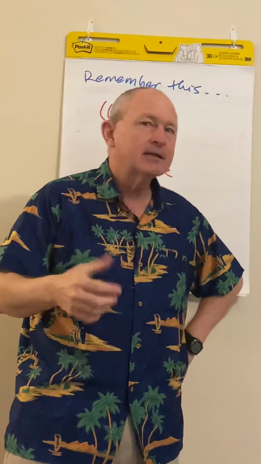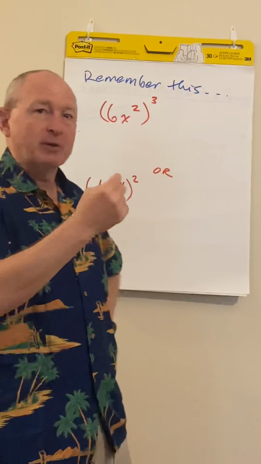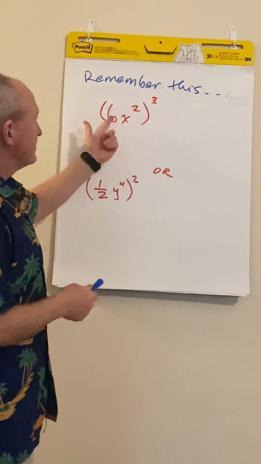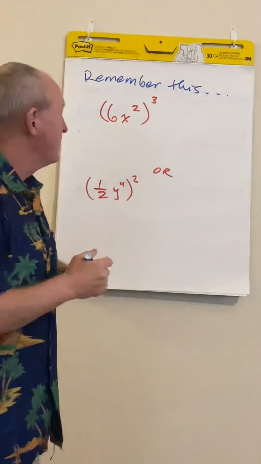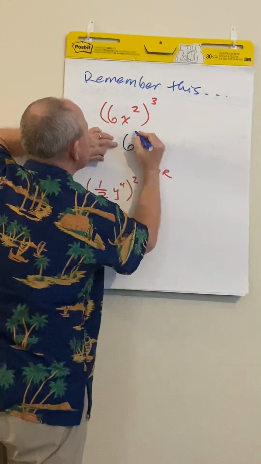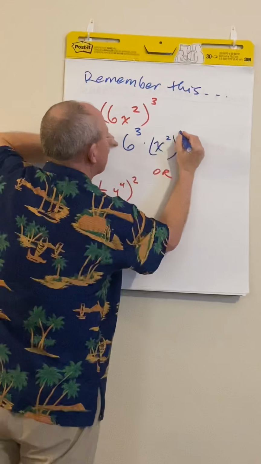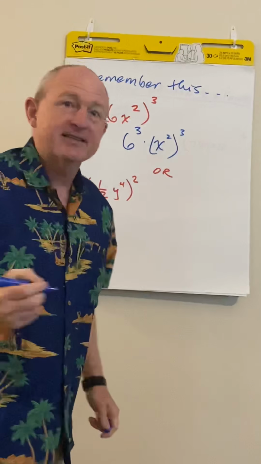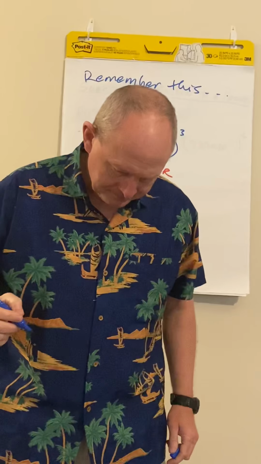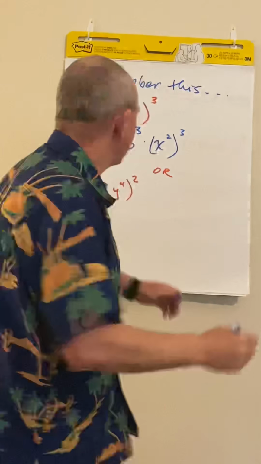And just because we're doing scientific notation now, that doesn't change the rules of math. So we're going to use the same ideas when we're doing scientific notation as we do on these. So this guy right here, 6x squared quantity cubed, is equal to 6 cubed times x squared cubed. And 6 cubed, everybody knows, is 36 times 6, which is 216.